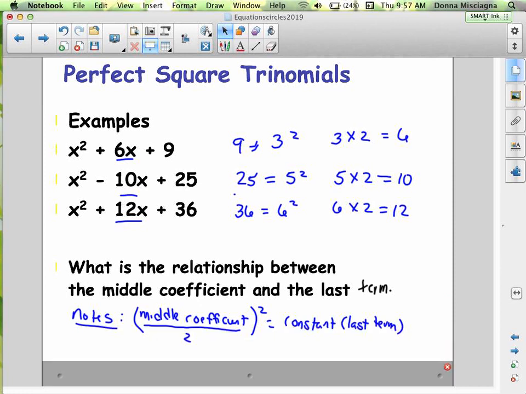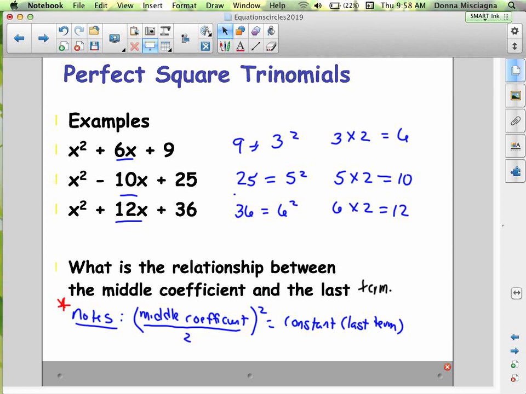So I'd like you to add this to your notes. The middle coefficient divided by 2, squared, equals the last term, the constant term. And we're going to use that fact to be able to rewrite equations of circles from general form, which is not very helpful, to standard form, which gives us the center and the radius. So pause the tape right now and put that in your notes.